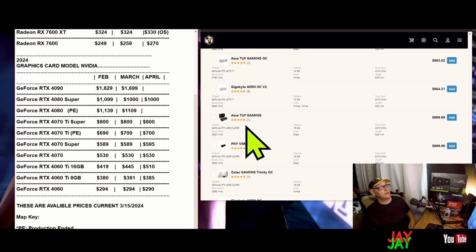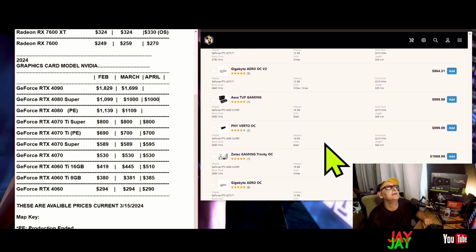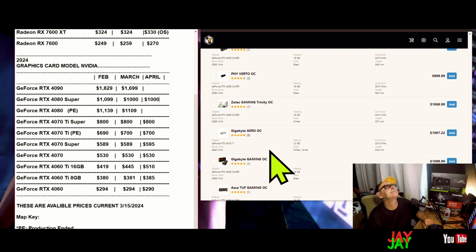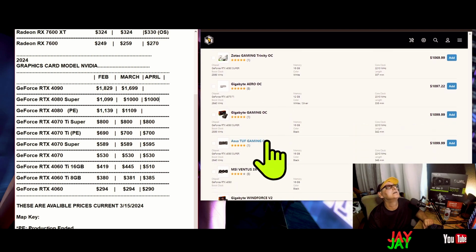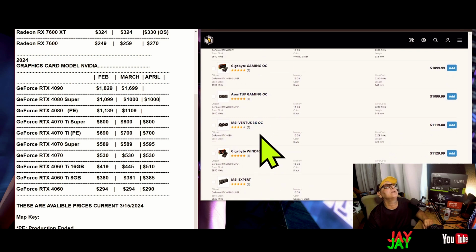Nothing's changed on the 4080 Super. It went from February down to $1,099, down to $1,000, down to $1,000 again. So basically, it's sitting still between March and April. And 4090. Let's see what we can find out if it's on the market. Oh, actually, no. We got a 4080 right here.